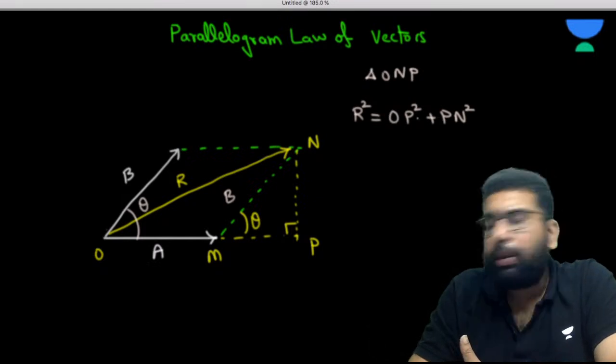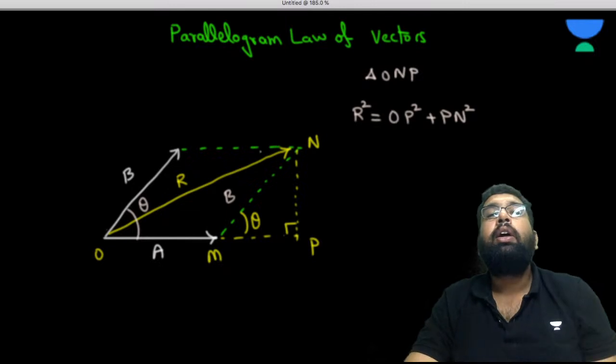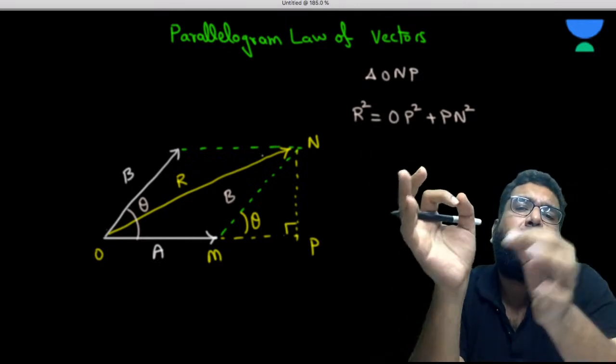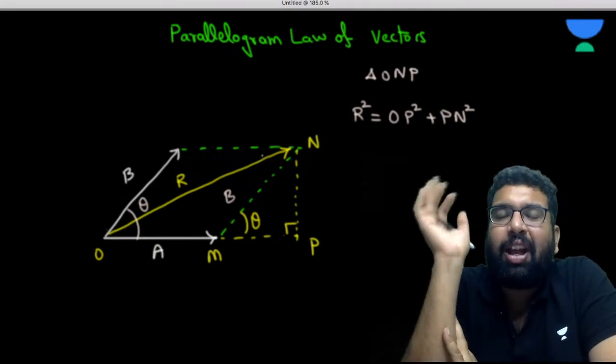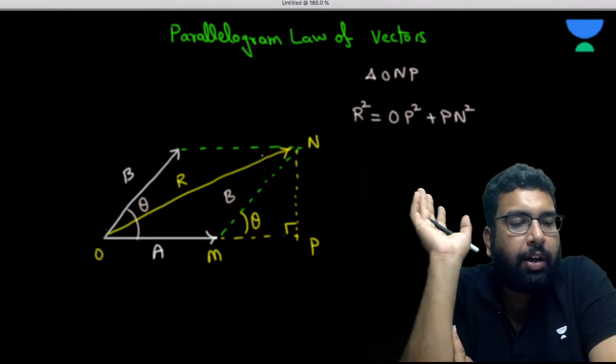Why are we doing so? Because ultimately we want to find this R, and I can see this R in a right angle triangle. As soon as I see a right angle triangle, I always do this. I hope it is fine to everyone. So R square is equal to OP square plus PN square.